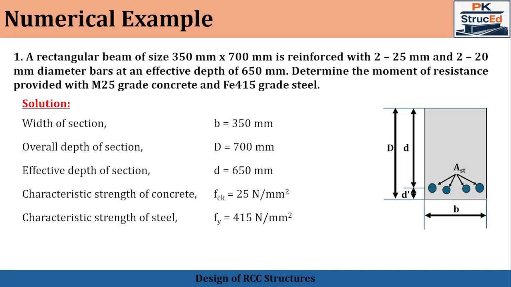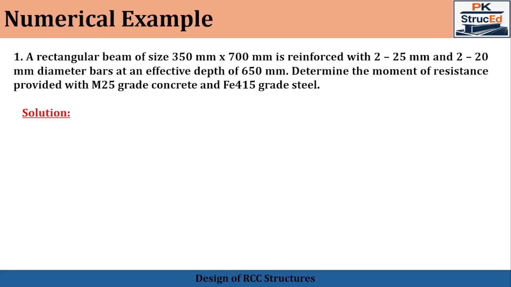Here the steel provided are 2 numbers of 25 mm bars and 2 numbers of 20 mm bars, using which we can calculate the area of the steel, which comes as 1510 mm square.